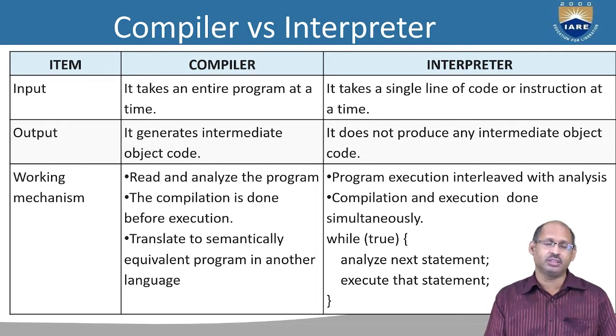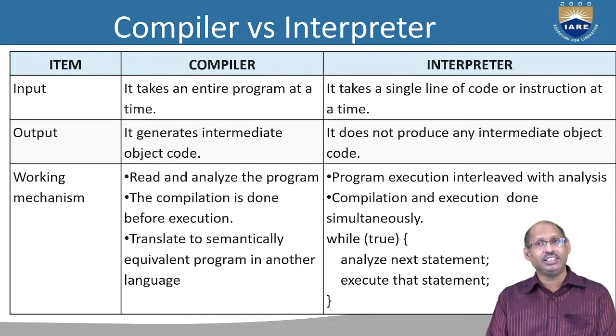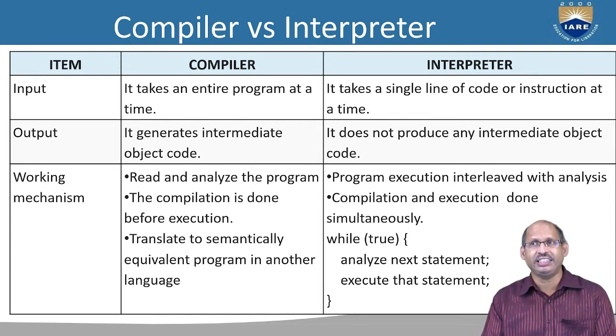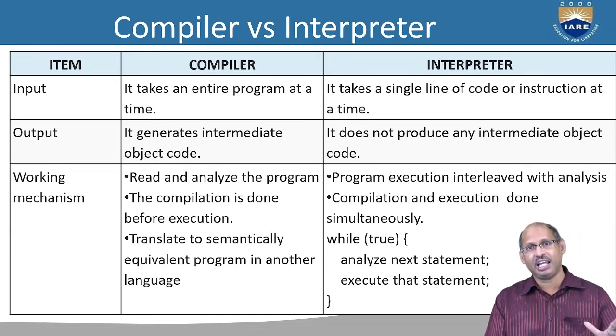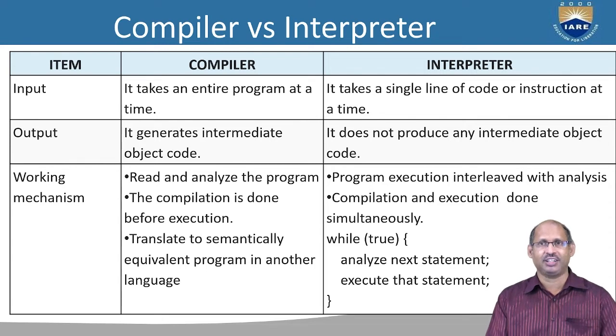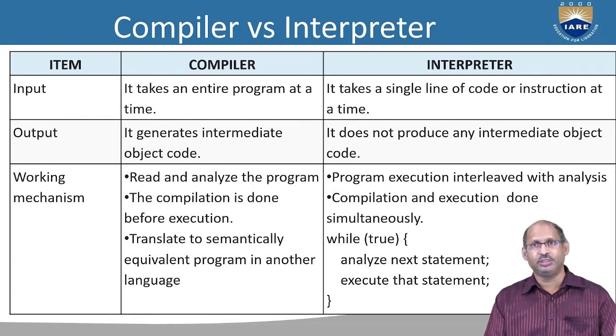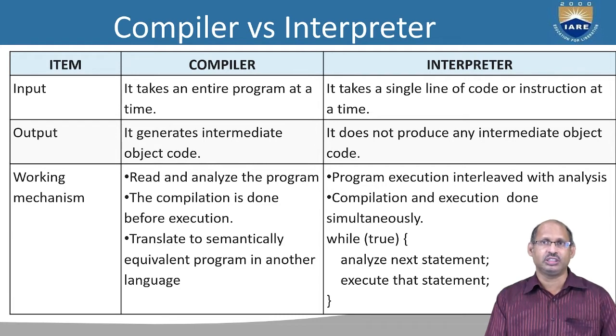Complete program execution is the compiler. Output: the compiler generates the intermediate object code. The interpreter doesn't produce any intermediate object code. The high level language stays in the high level language only, but it results in the execution. Here the compiler will convert into object code, then execute and give the results.